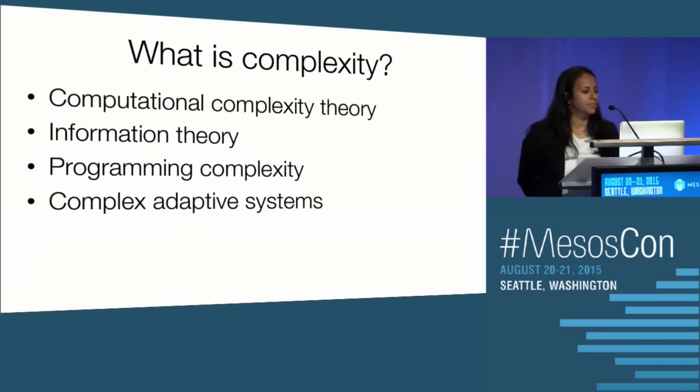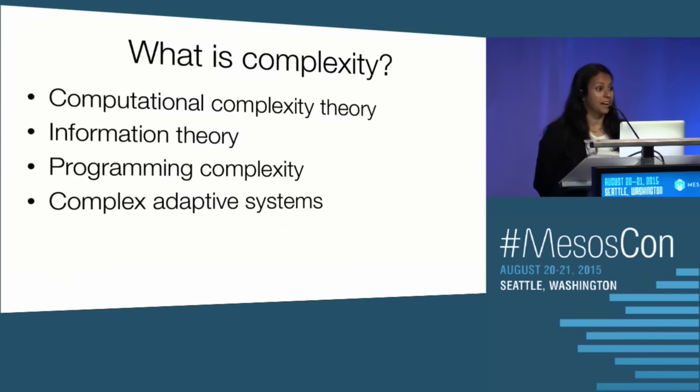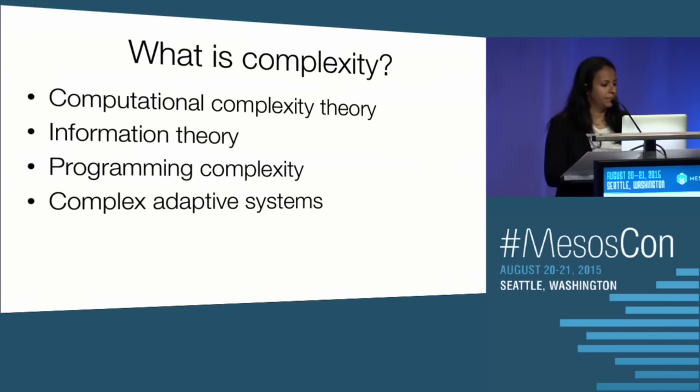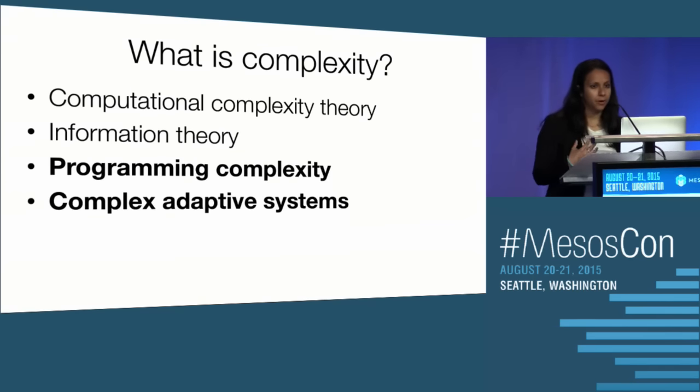Okay, so first of all, let's talk about complexity. This word has a lot of different meanings. It's very overloaded. Oftentimes, we refer to complexity as in computational complexity theory, and what that means is how long it takes to run a program to solve a problem. Then there's information theory. This idea is the number of bits required to describe an entity, or the length of a string it takes to identify something. And then there are these last two things, programming complexity, software complexity, and this idea of complex adaptive systems.